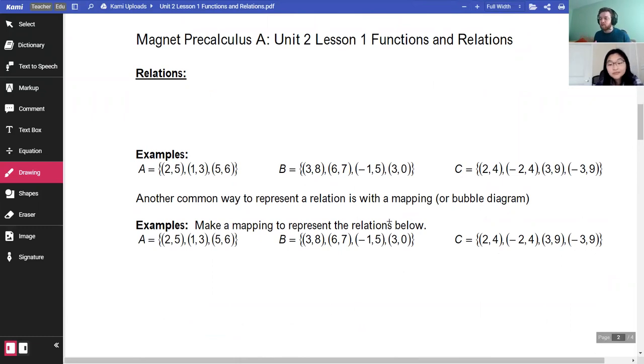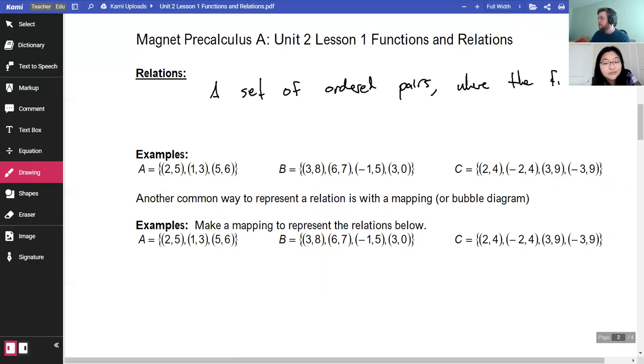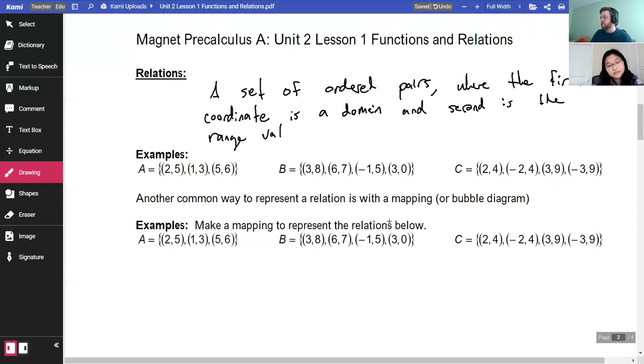A relation. And a relation requires that we have previously defined sets, which is why we just spent time on that, right? A relation is a set of ordered pairs, where the first coordinate in the pair, which is often regarded as the x coordinate, is a domain value. We'll define domain and range a little bit later. And the second is the range value. All right, so two quick vocabulary words that we'll get to in a second, but the big thing here is a relation is just a set of ordered pairs. All right, we have some examples here.